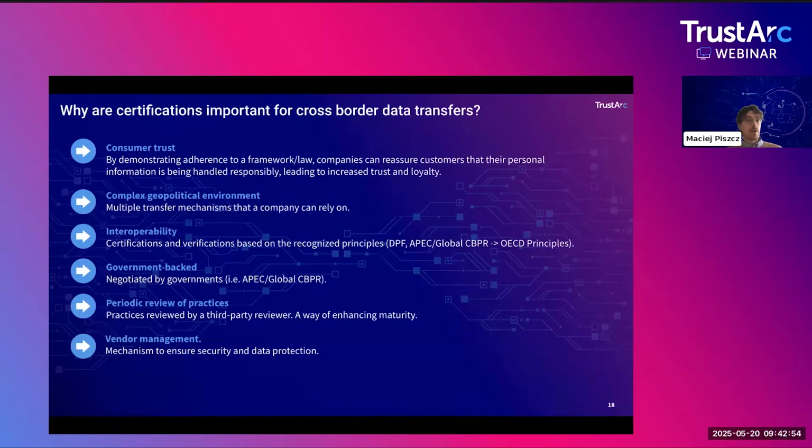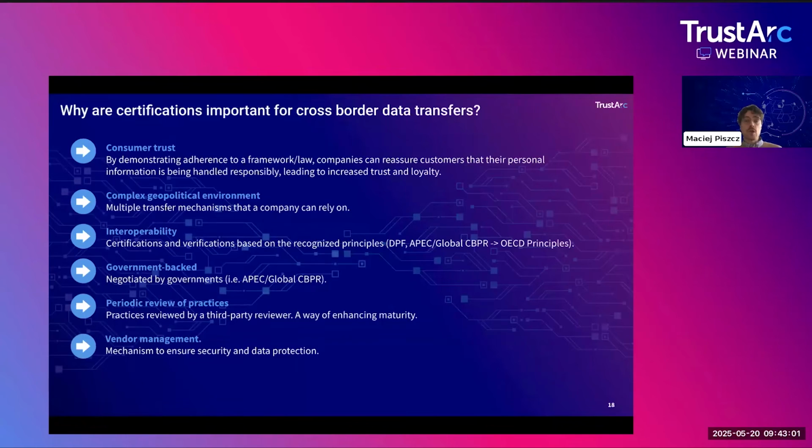With many companies having a global presence, selling or providing their products and goods globally, the personal information flows with the products and the services. Companies must keep up with the changing regulations, and customers have high expectations regarding protections of their personal information and security. Here come the privacy certifications. Some of the benefits are customer trust by demonstrating your adherence to a framework, a law.